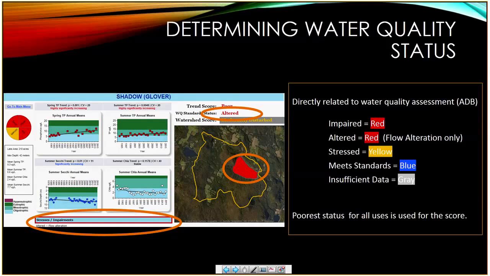Each lake has more than one use associated with it, so we looked at all of the uses, and for the purpose of determining what color to put in the lake, we used the worst status, if you will. So anytime that a lake is red or yellow for stressed, you can see at the bottom of the page a list of the stresses and impairments, and that can tell you what's going on. So in the case of Shadow here in Glover, the stress and alteration is caused by dam manipulation and flow changes on that lake.